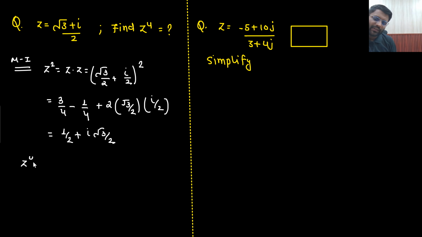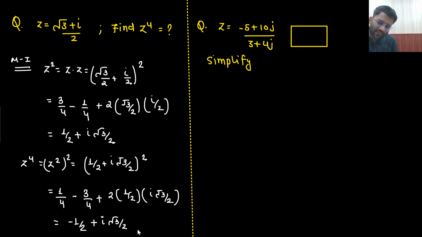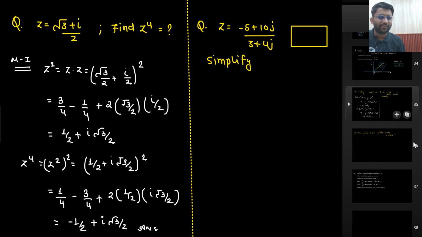Now what they would do, sir, I need to calculate z to the power 4. So I will do the z square square. Basically I would do the square of z square. So I will do the square of this, and I will get the answer. It is a GATE PYQ actually. So this is how they will solve it. a square plus b square will be 3 by 4, iota square will be minus 1, plus 2ab, 2 into 1 by 2 iota root 3 by 2. So what is the answer they are getting? Minus 1 by 2 plus iota root 3 by 2. That's the answer, and this is also a correct way of solving. There is no harm in that. This is also a correct way of solving, but there is method 2 as well.